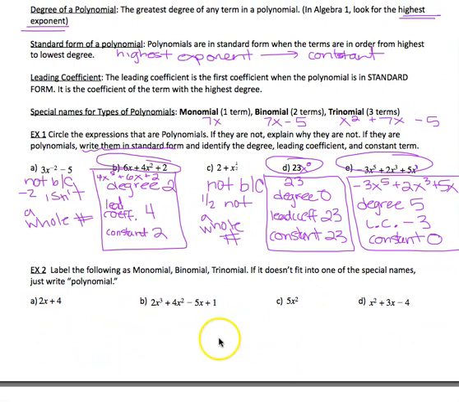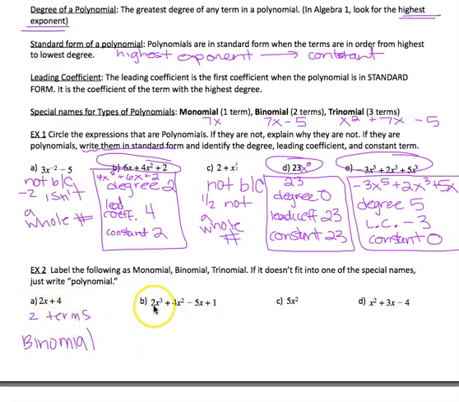Example 2, still definitions, this time using the special names. So we are going to label each of these as a monomial, binomial, or trinomial. If it doesn't fit into one of those special names, then you're just going to write polynomial. So looking at A, these are based on the number of terms. 1 term, 2 terms, 3 terms. This has 2 terms. So that means that this should be a binomial. Neither of them were like terms.